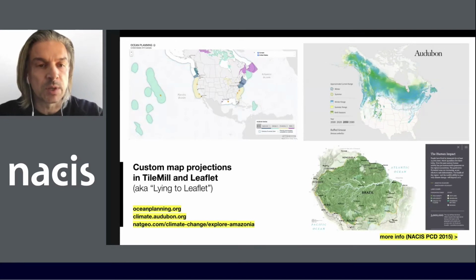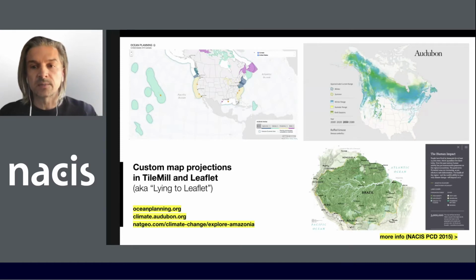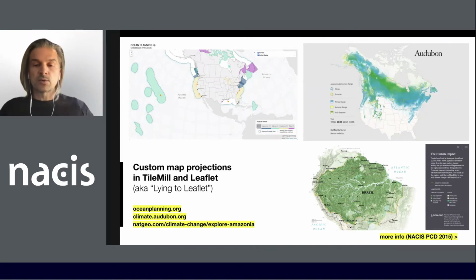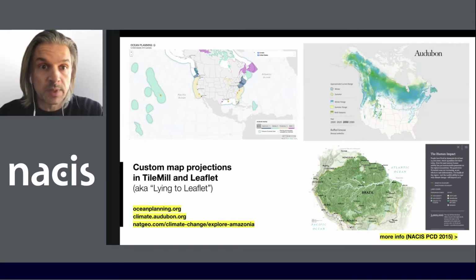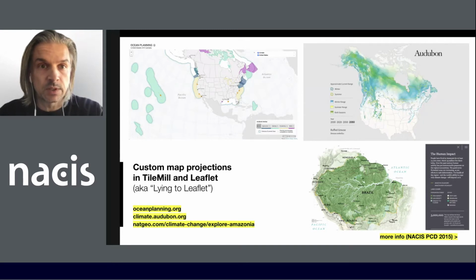We did a map showing territorial claims into the ocean areas for the US and Canada. Did it for the Audubon Society, there's maps in the upper right. We made an online version of a Nat Geo Amazonia map in the bottom right. There's a link to a PCD talk I gave actually with Seth Fitzsimmons in 2015. Went over a lot of this.